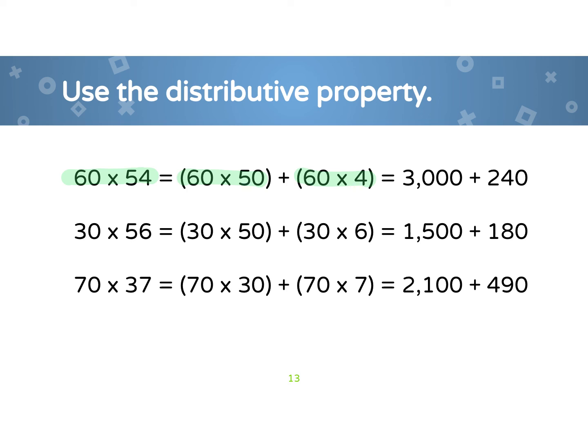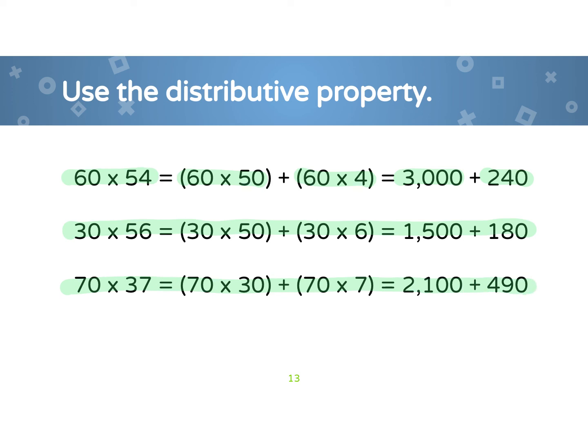So 60 times 50, I know that 6 times 5 is 30. Times 10, we go across those 2 place value lines, and we get 3,000. And then 6 times 4 is 24, 24 tens. So I move that over. So I have 240. So these two are showing the distributive property.